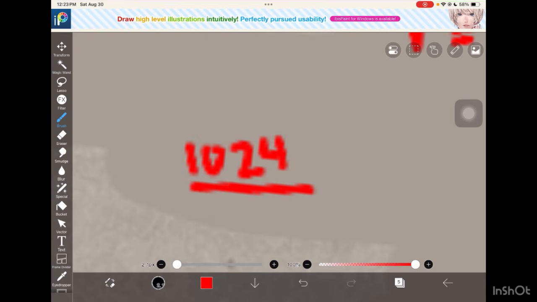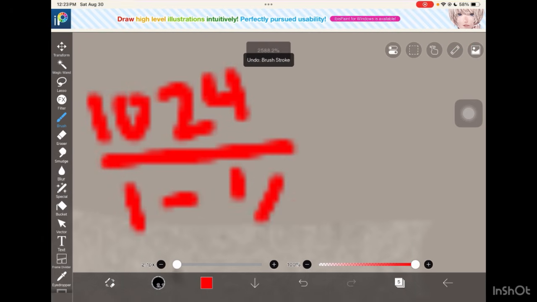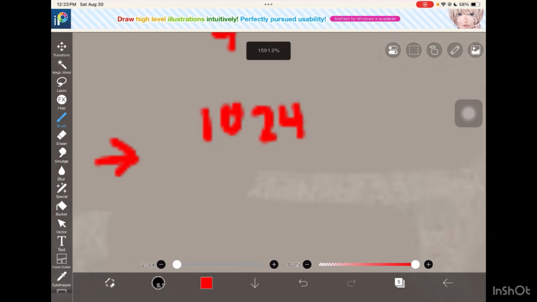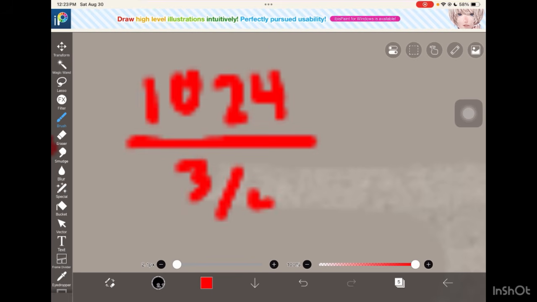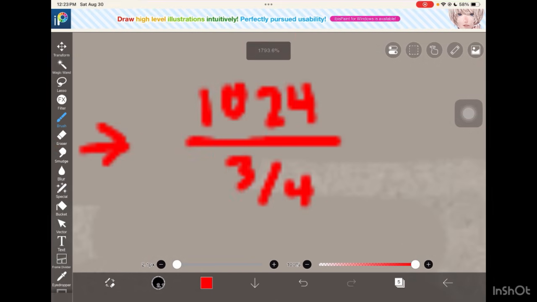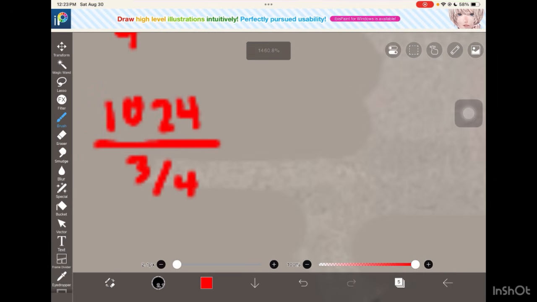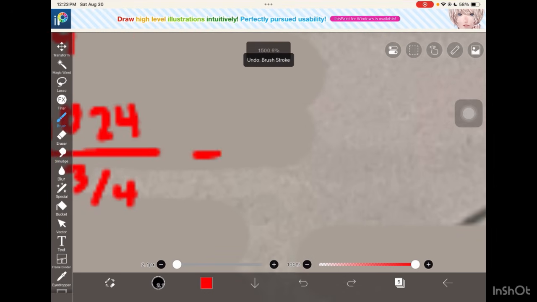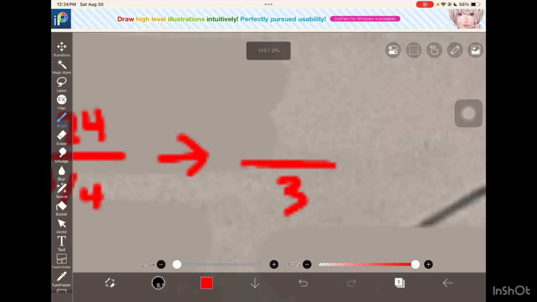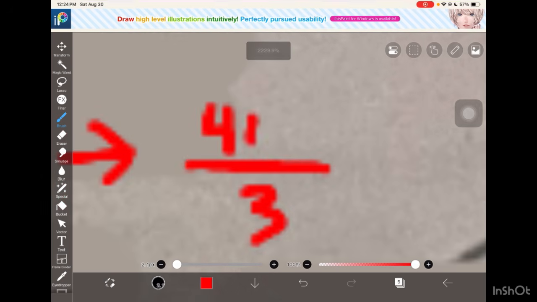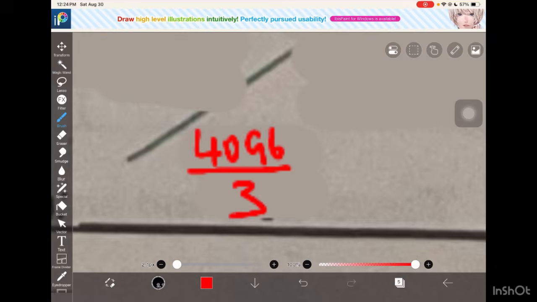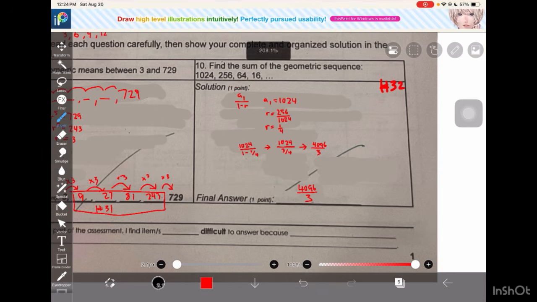1024 minus 1 minus 1 over 4 is equal to 1024 over 3 over 4. But this needs to be simplified. That fraction at the bottom needs to be simplified. So to cancel out the over 4, we need to multiply this numerator by 4. So it becomes just over 3, but we have to multiply by 4. So 1024 times 4. That's 4096 over 3. So the answer is 4096 over 3. And that is our answer.